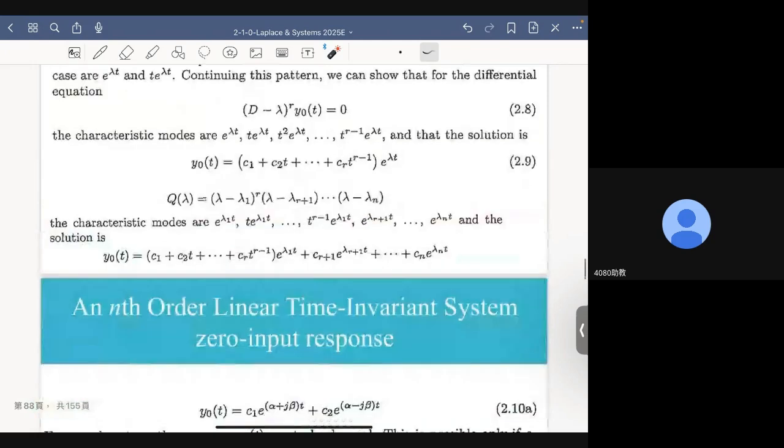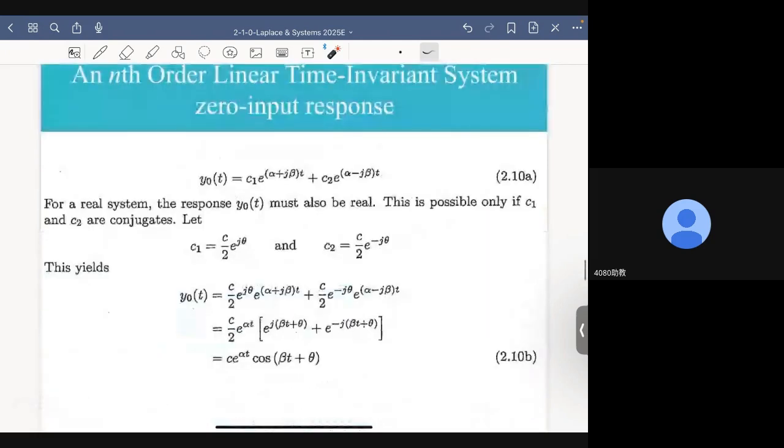And now, there are certain possibilities. The first possibility is distinct real roots.